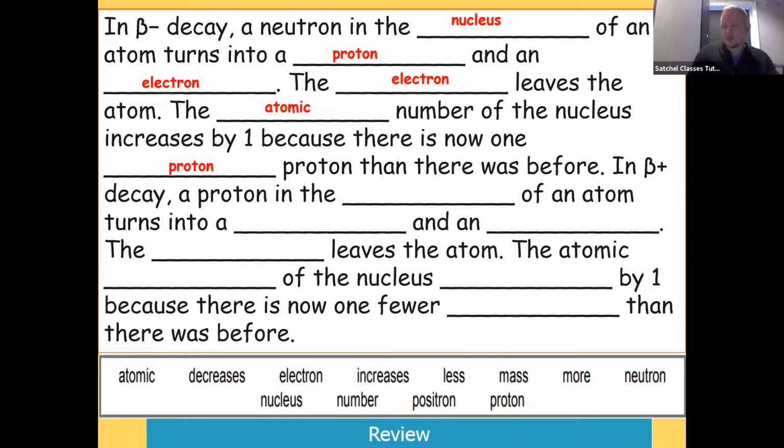In beta plus decay, a proton in the nucleus of an atom turns into a neutron and a positron. The positron leaves the atom. The atomic number of the nucleus decreases by 1 because we've lost a positive charge, and now there is one fewer proton than there was before.